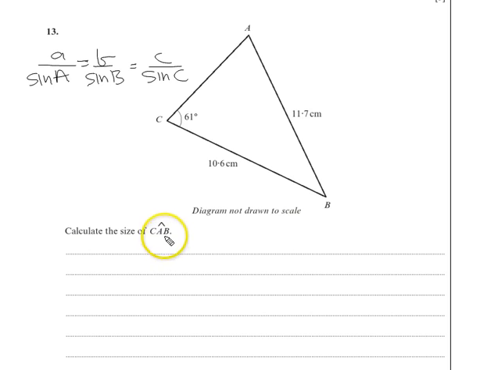So calculate the size of the angle CAB. So this is the angle C, so this is the side C. This is the angle A, so this would be the side A. This is the angle B, so this would be the side B. Now I'm going to tick off what I've got in this. So I've got A, so I can tick that one off, can't I? I've got angle C, so I can tick this thing off. I've got side C, right? And have I got anything else?